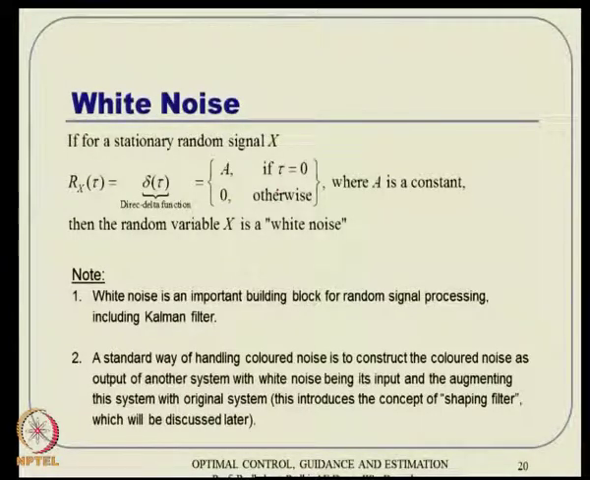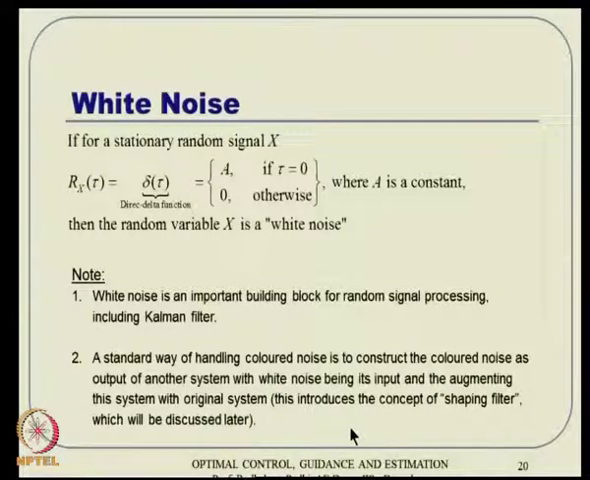So, note that white noise is a very important building block for random signal processing, including the Kalman filter. And the standard way of handling colored noise is to construct the colored noise as the output of another system with white noise being its input, and augmenting this system with the total system.